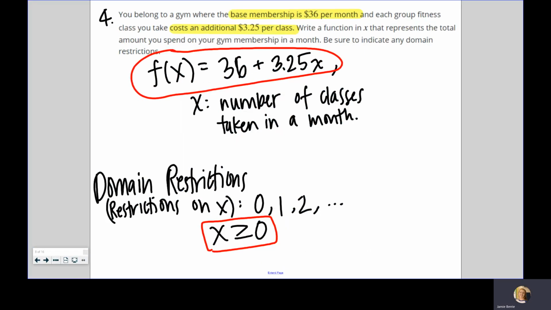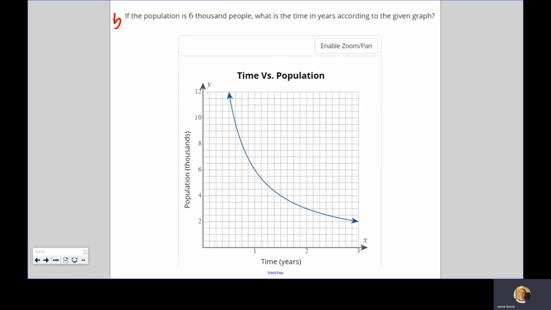The last example I wanted to do just involves reading a graph. This is number 5. It says, if the population is 6,000 people, what is the time in years according to the given graph? All right, so before we answer the question, let's just look at this graph. It's time versus population. We got time down here on our horizontal axis, or our x-axis. Population's on our vertical axis, or our y-axis.